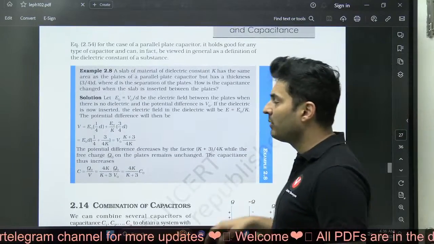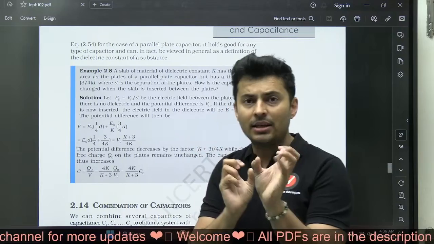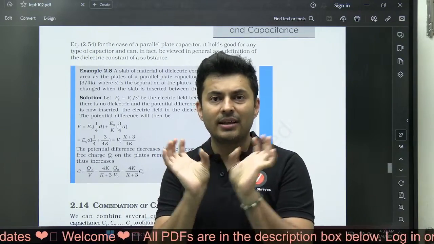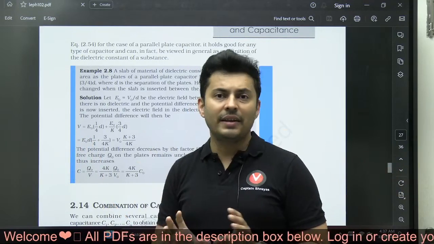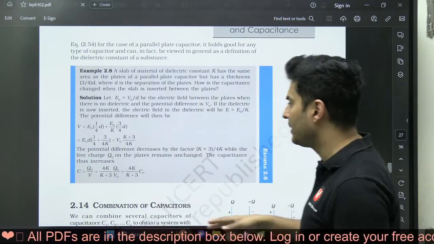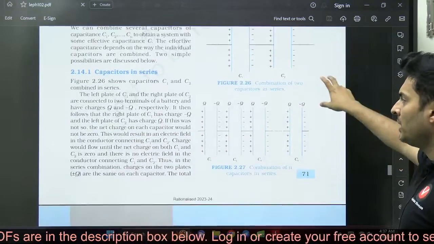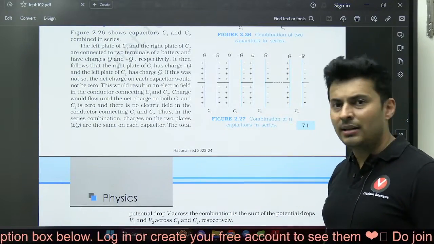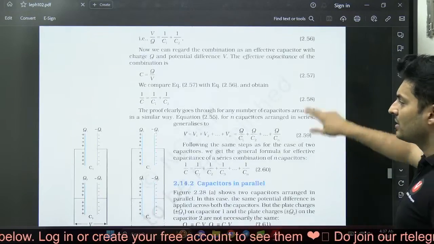You should know what will happen when you partially fill the capacitor with a dielectric medium. So each part will behave like a new capacitor in series, and you can use series formula to find the total capacitance. Okay. Now combination of capacitor, when you are in series, use the parallel formula. When you are in parallel, use the series formula. That's how simply it works.